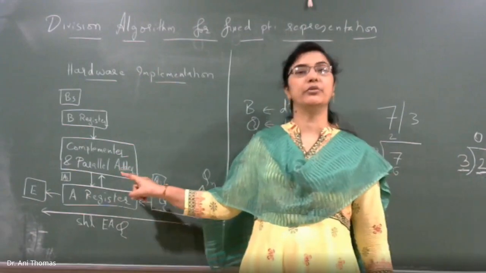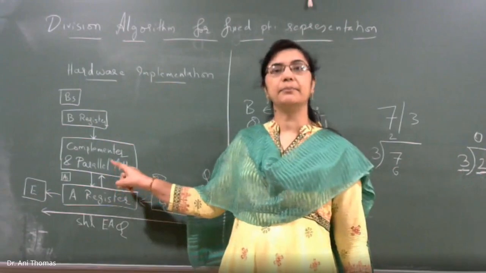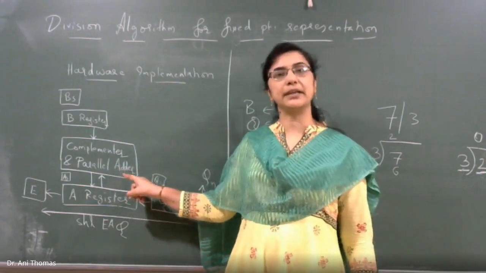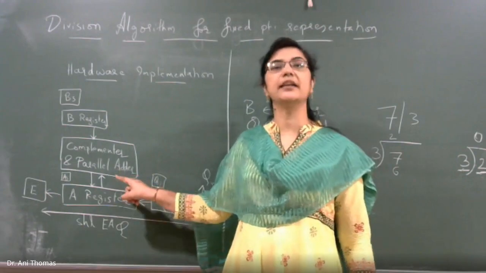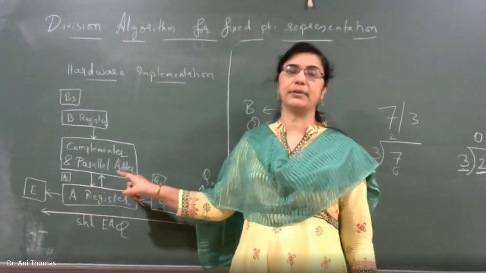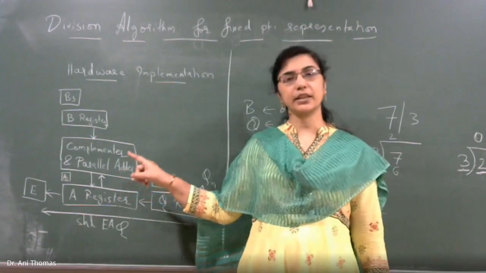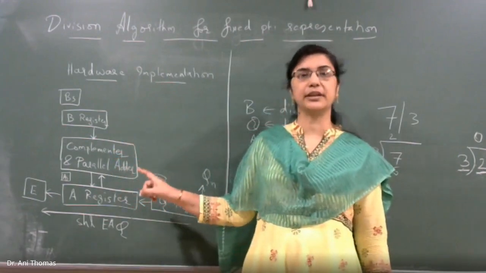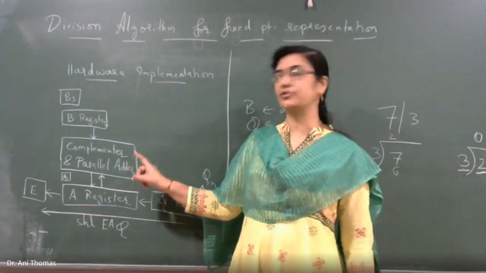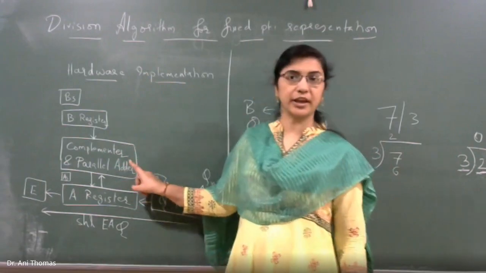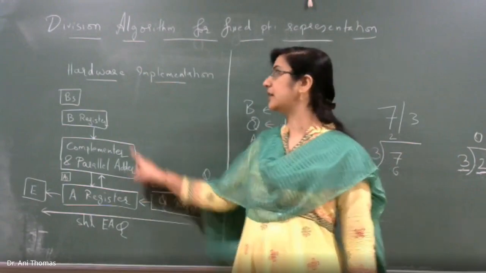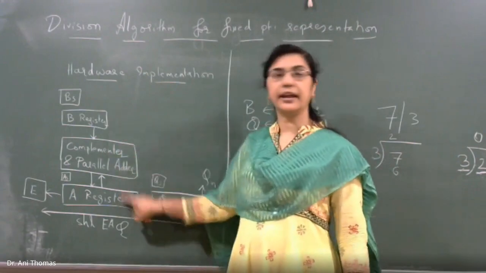What will we do? We want to do A minus B, so we will do A plus B bar plus 1. What is B bar? It is the 1's complement of B. Or we say A plus the 2's complement of B. So here we always subtract B from A.